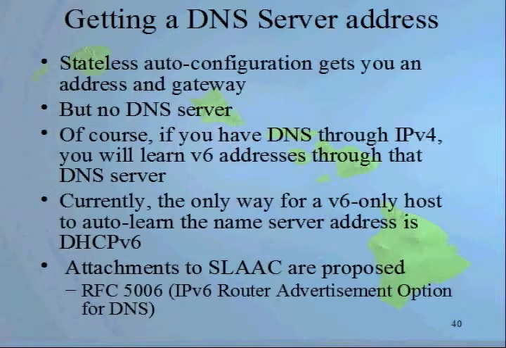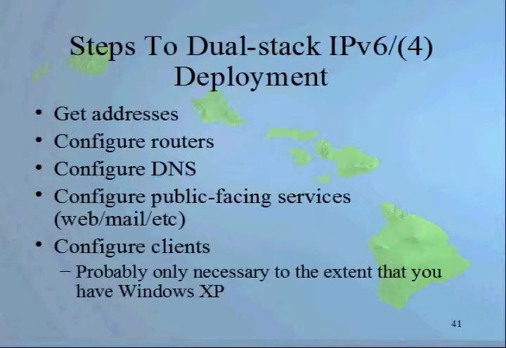Steps to v6 dual stack deployment: get addresses, configure routers, configure DNS, configure public facing services, and configure clients. So if you don't have any public facing services and your network is simply clients, then you can skip that step. But the most important thing right now in terms of what we deploy is making our services work. And the services, as I said in the last slide, there's still little gaps to close to do v6 only clients, but the servers are ready to go.